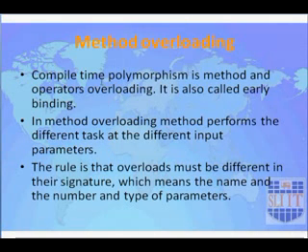Compile time polymorphism is method and operator overloading. It is also called early binding. In method overloading, several methods with the same name can be defined but distinguished by their signature. They must have different types of parameters.